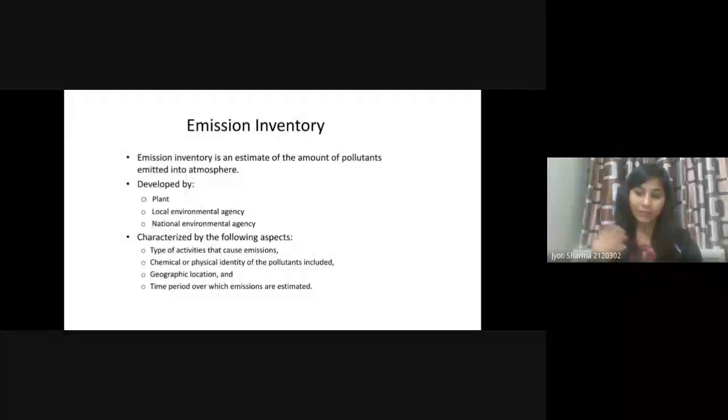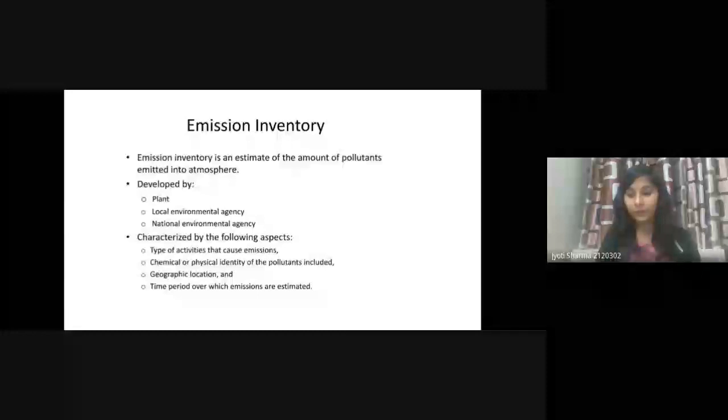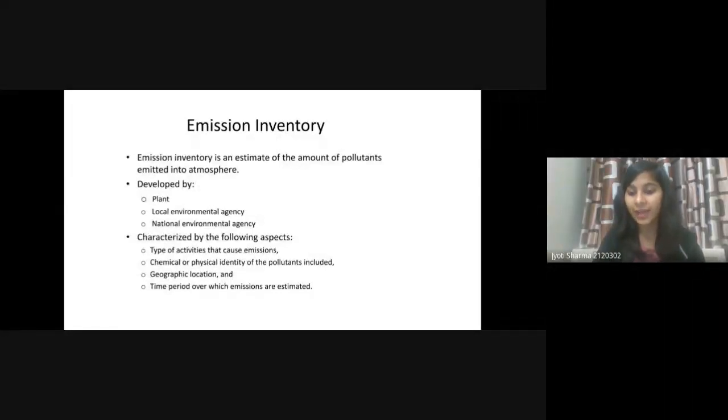Then characteristics. We have different types of activities that will cause the emission. So having the list of the activities is one of the characteristics of this emission inventory. Then the physical and the chemical identity of the pollutant included. For example, if we are calculating the vehicular emission, then in the vehicular emission you will see what value we have for carbon monoxide, for sulfur dioxide, for nitrogen dioxide. So we have a different identity of the pollutant, and it may be the physical identity or the chemical identity. Then the geographic location, like I gave you the example of Agra and Delhi. Different locations may have, and obviously will have, a different emission inventory. Then the time period we have already discussed. So these are the characteristics of the emission inventory.